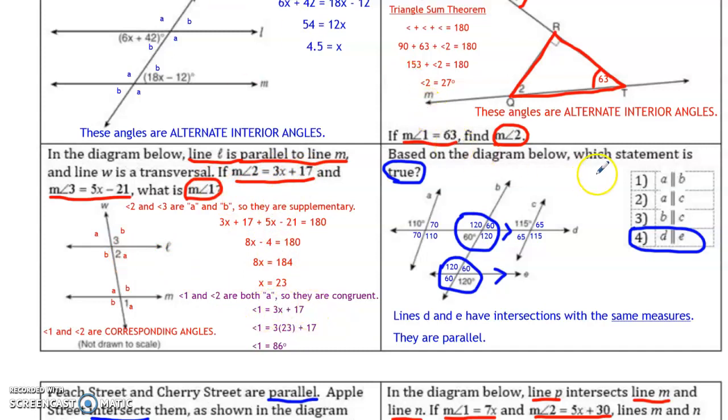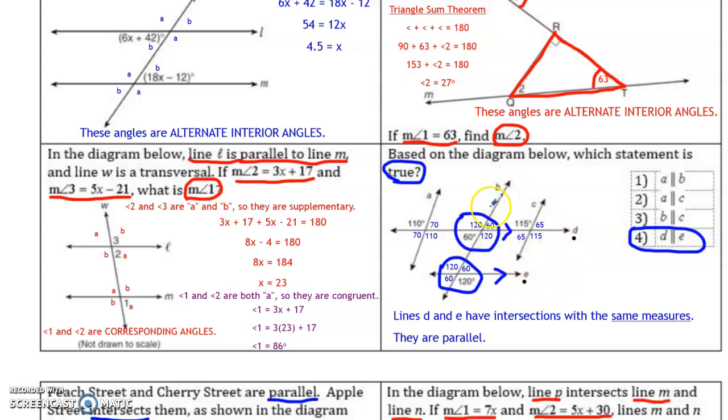For this question, it asks which statement is true. Notice that they gave you some of the angles. You had to solve all the other angles and then find out that this set of angles and this set of angles were exactly the same. If these two sets of angles are exactly the same, that means that this line and this line are going to be parallel to each other.